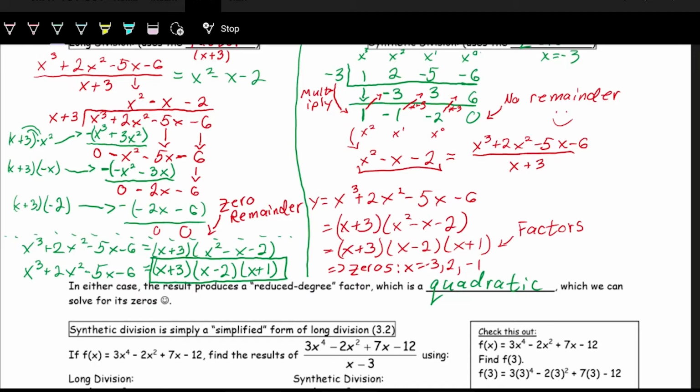And we've already talked about how to find the zeros of quadratics. We can factor. If we're really having trouble with the factoring, we can always use the quadratic formula, and that will for sure give us the factors every time.